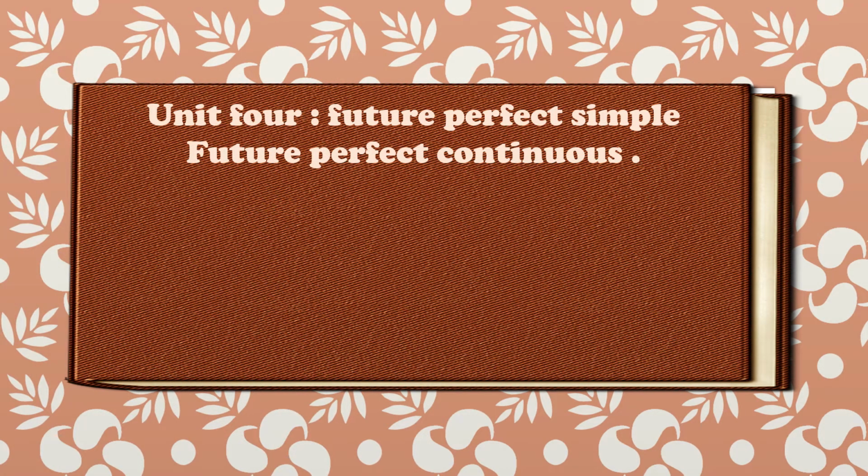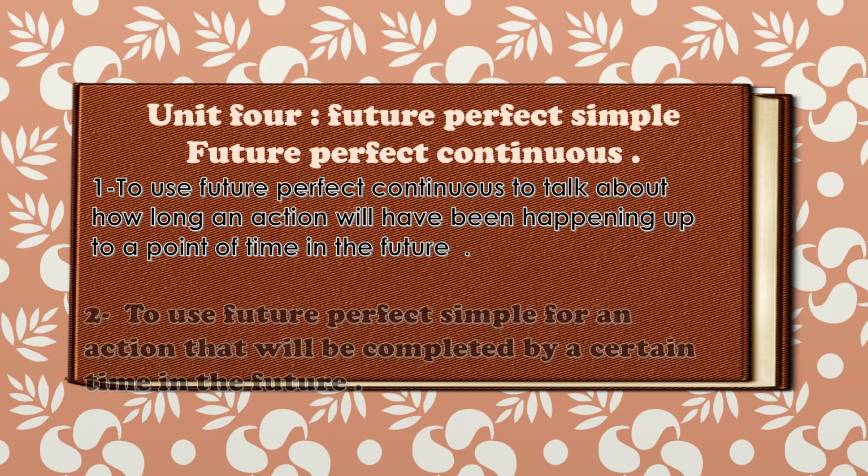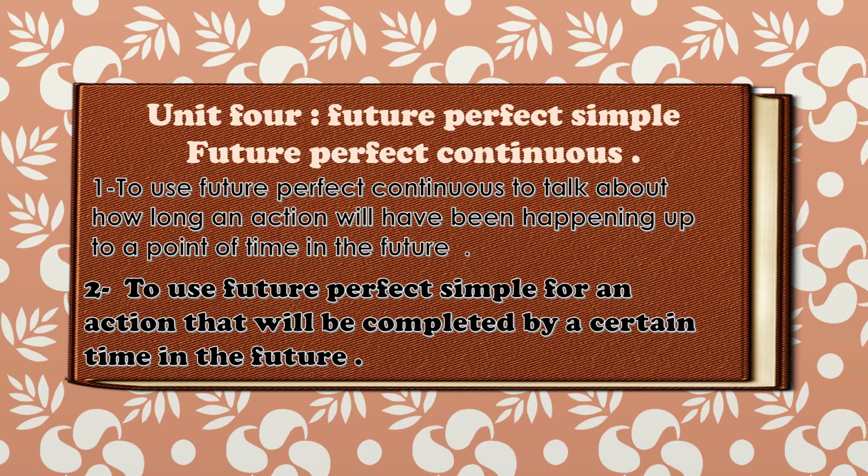In our previous lesson, we started with the rules of future perfect simple and future perfect continuous from Unit 4. As I told you, we use future perfect continuous to talk about how long an action will have been happening up to a certain point in the future. But we use future perfect simple for an action that will be completed by a certain time in the future. And in our lesson today, we are going to start with some activities that you have in your workbook. So let's start.